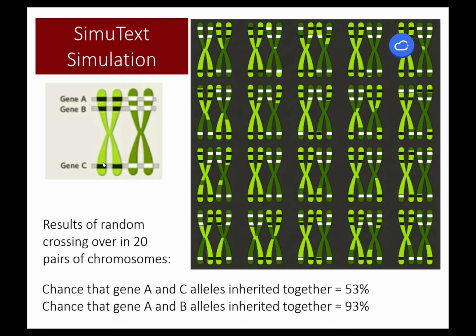So if you go in your Simutext platform, then you can simply rearrange the genes as you wish, and then you can give it results of however many pairs of chromosomes you want, and it will do a random crossover, and it will tell you what the probability is that these genes will be inherited together or not. So genes A and C, the probability that they will be inherited together is 53%. A and B, 93%, which makes sense, right? Because they're so close to one another.